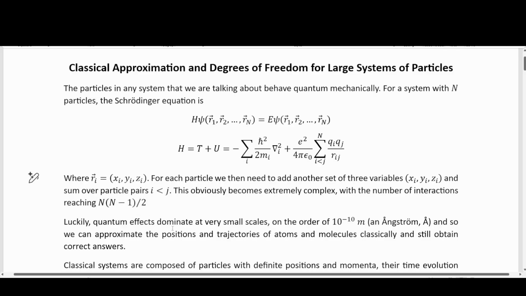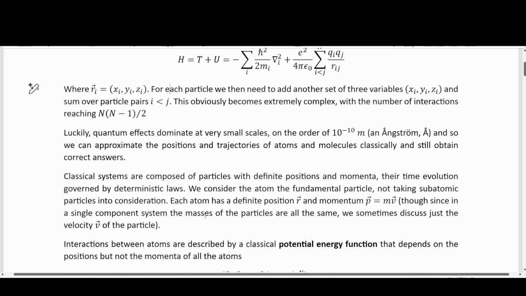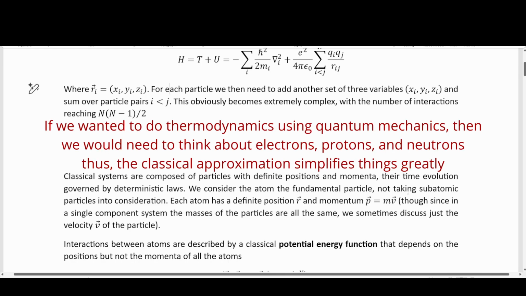Luckily, quantum effects only dominate at the very small scales on the order of an angstrom, and so we can approximate the positions and trajectories of atoms and molecules classically and still obtain correct answers. Classical systems are composed of particles with definite positions and momenta, their time evolution governed by deterministic laws, so like the Newtonian physics. We consider the atom the fundamental particle, so we aren't going to talk about things like electrons and protons and things like that.